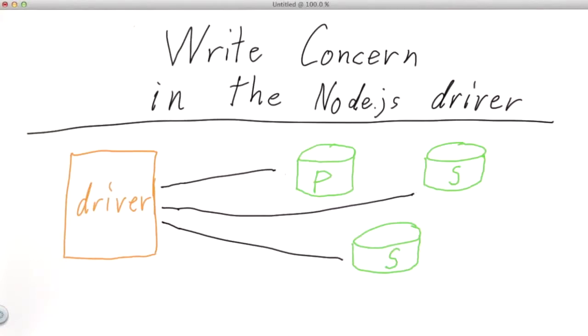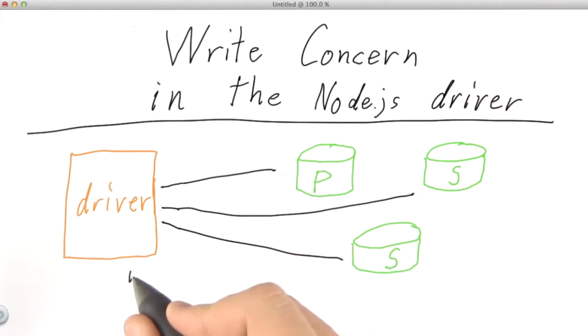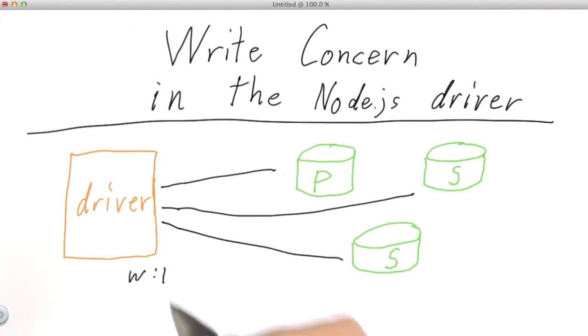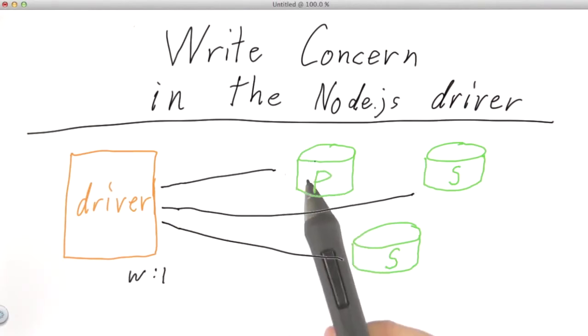Alright, so now let's talk about write concern in the Node.js driver. Basically, write concern is a way we can specify the behavior of writes in MongoDB. For example, the default write concern is 1, represented as W1, which sends a write to the primary and returns success to the user once the primary acknowledges the write.